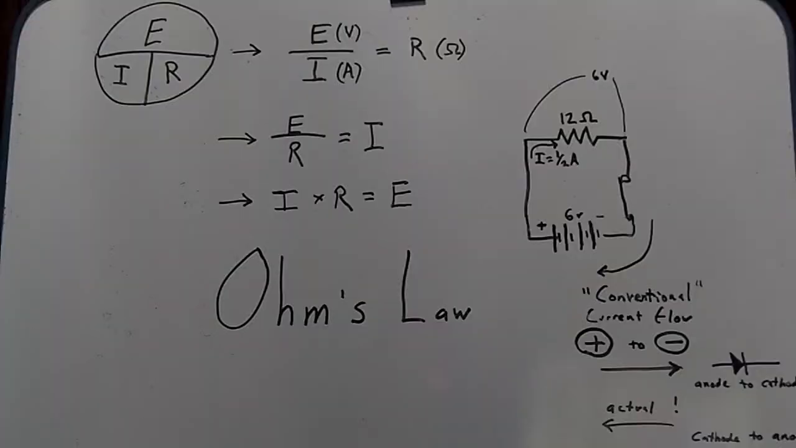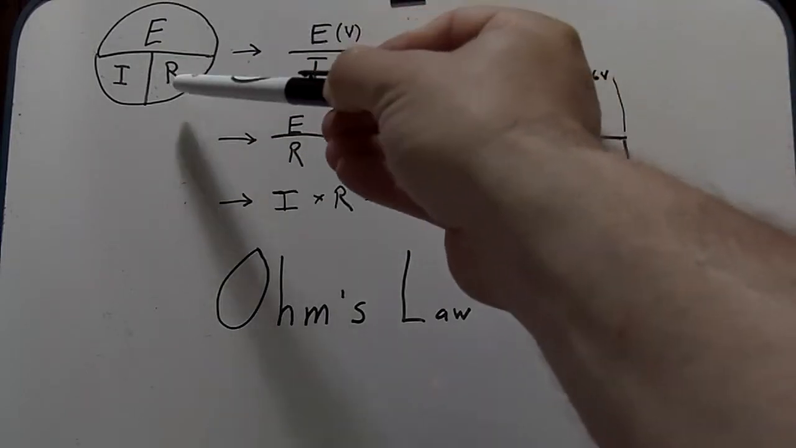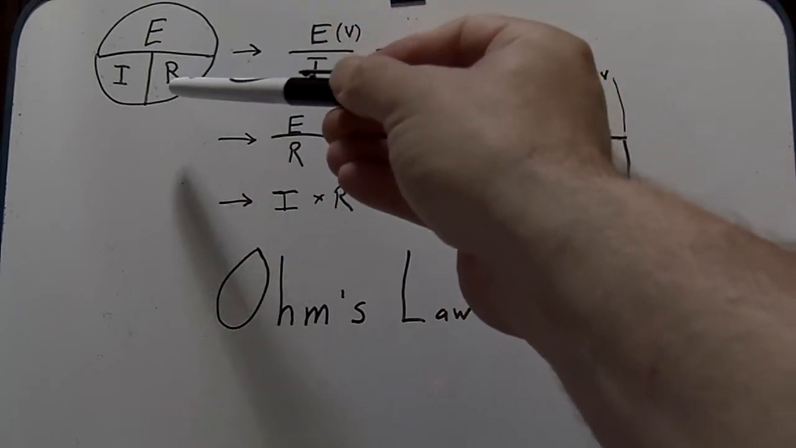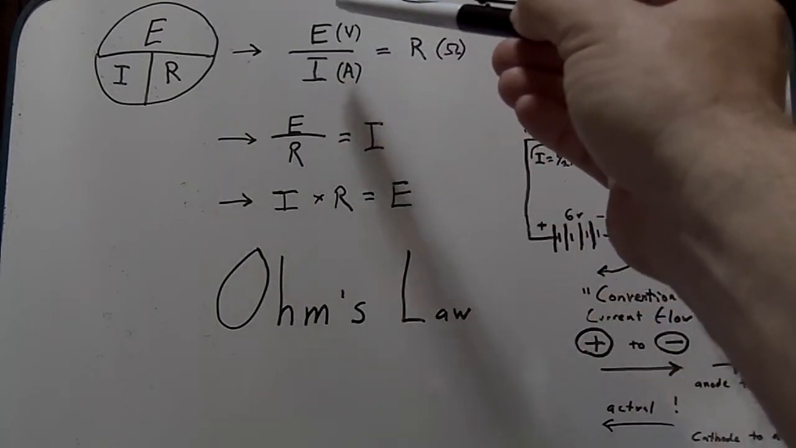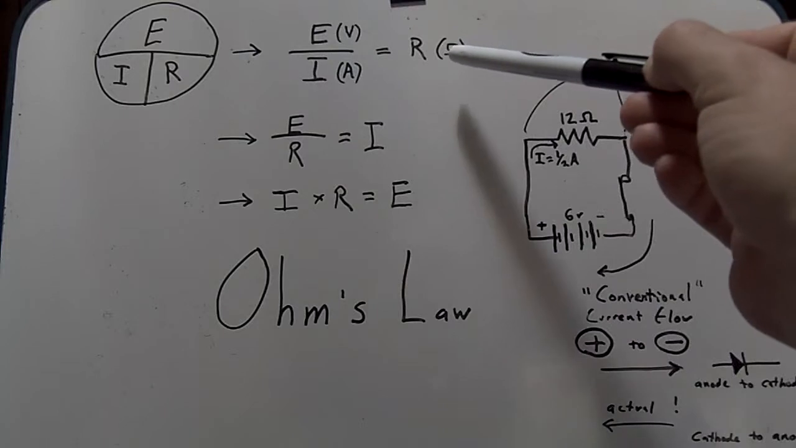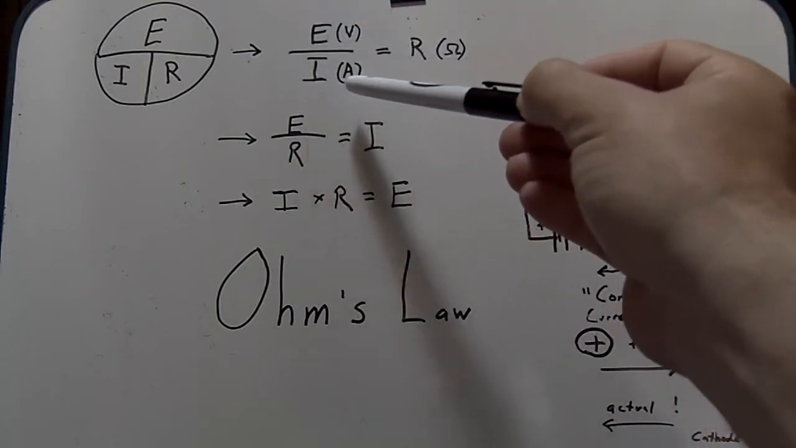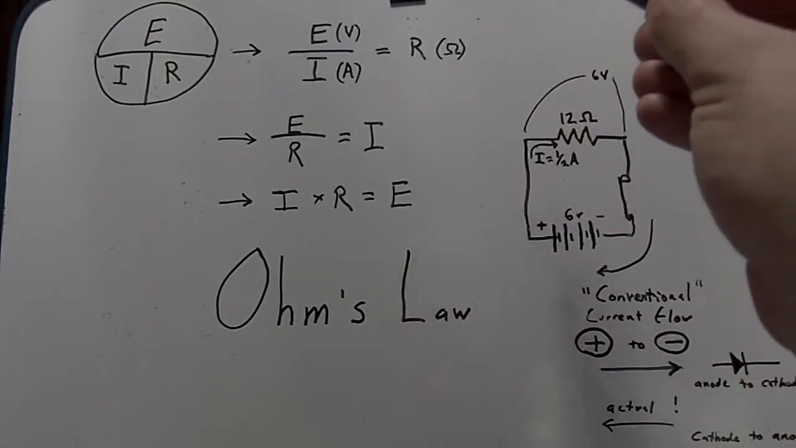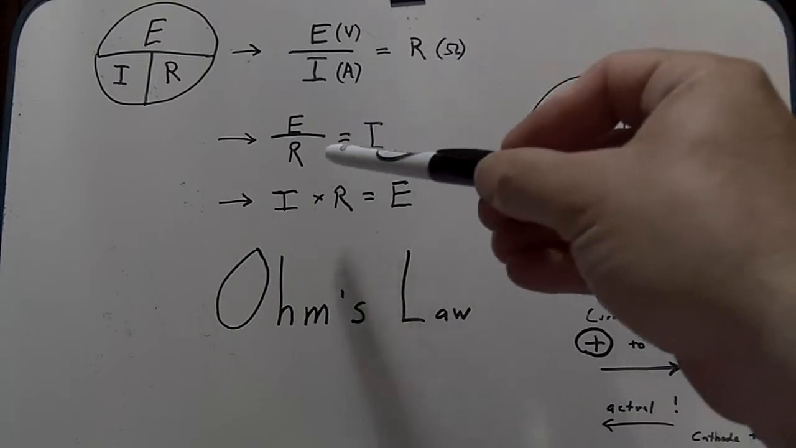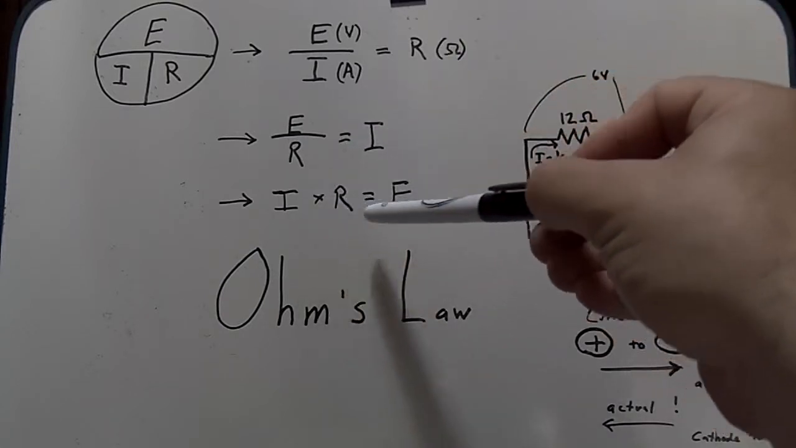The most basic and the most useful thing to know is Ohm's law. They give school children this little memory device here, so you remember that E divided by either one gives you the other one. E divided by R gives you I, which is current. E divided by I gives you R. E is in volts, I is in amps, R is always in ohms. So E divided by R gives you current. I times R gives you voltage.